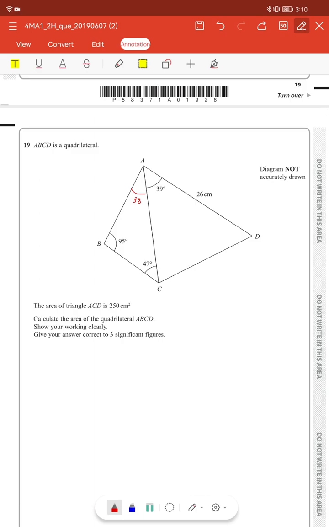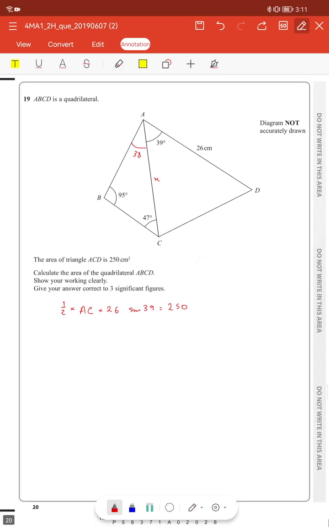It says that the area of the triangle ACD is 250. So I can find out AC, because a half times AC times 26 sine 39 would equal this value, 250. So by doing that, we can find out that AC, if we were to divide 250 by sine 39 and 26 and a half, we get AC would equal 30.6.